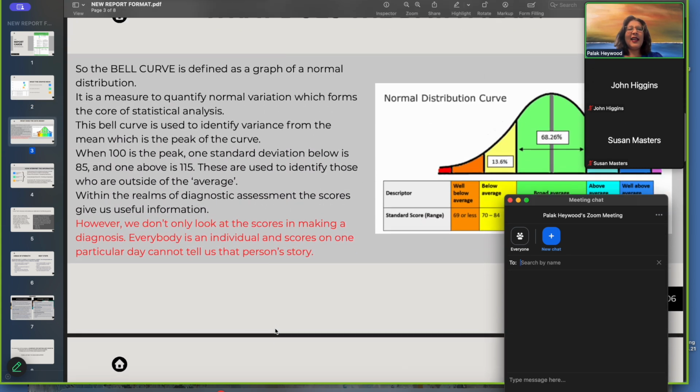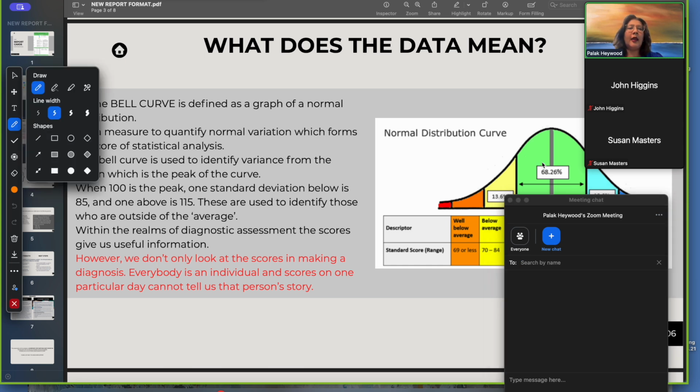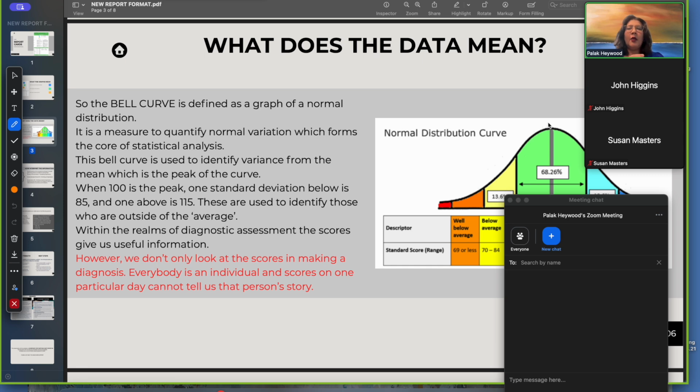So what does this data mean? You don't need to know a huge amount here, but I think it's always beneficial just to see why we use the terminology that we do. What we're looking at is a standardised distribution curve here of a sample of children. Now, Rising Stars have done this test with 60,000 children, so we've got a huge sample.